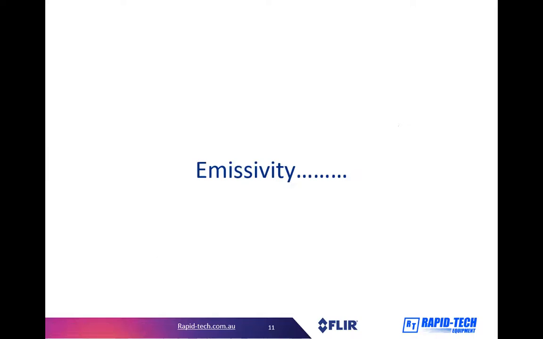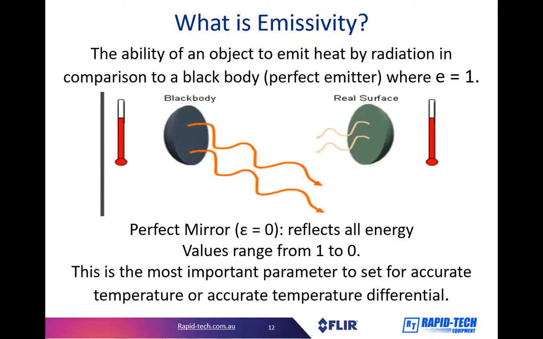Emissivity, this is probably the most important concept to understand when you're using a thermal imager. Okay, so what is emissivity? Emissivity is pretty much the ability of an object to emit infrared energy in comparison to a black body. So a black body is a perfect emitter, or you could say an emissivity of 1.